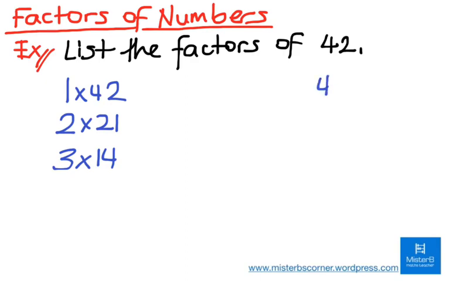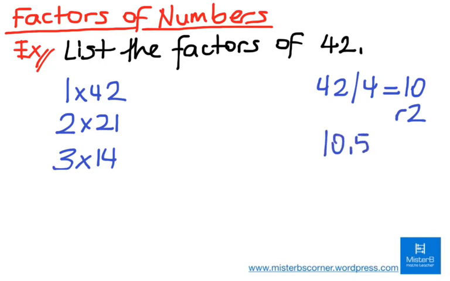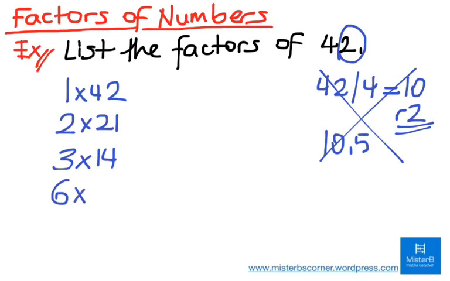If you go like 42 divided by 4, you will see that this is 10 with remainder 2, or 10.5. So we can't say that 4 is a factor because it doesn't divide 42 properly. There's a remainder, right? So we skip 4. Obviously we skip 5 because this number here is not 0 or 5. So we go with 6. So it's going to be 6 times 7. And now you can see that 6 and 7 are pretty close.